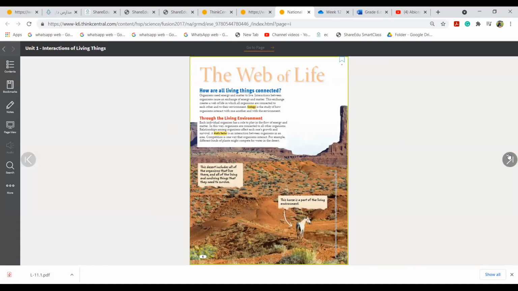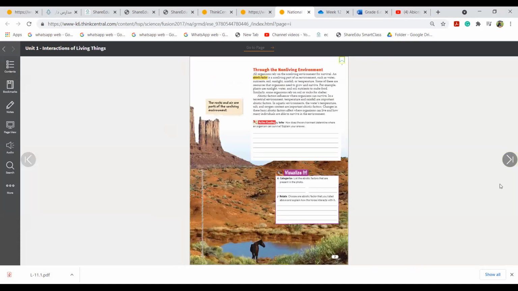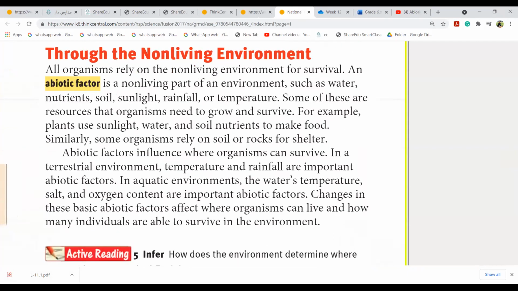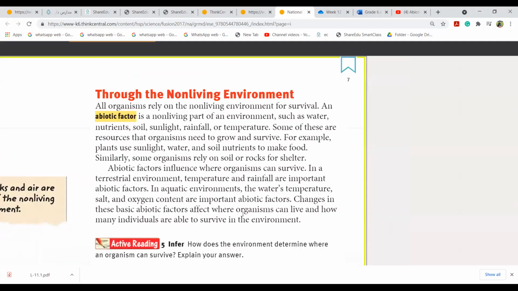All right. So we studied about biotic and abiotic factors. That is the non-living part, like sunlight, rainfall, temperature. For example, plants use sunlight, water, and soil. See, we are the biotic factors, and we are depending upon the abiotic factors. We depend on sunlight, water, soil, nutrients to make food. Abiotic factors influence where organisms can survive. In a terrestrial environment, temperature and rainfall are important abiotic factors. In an aquatic environment, the water's temperature, salt, and oxygen content are important abiotic factors.